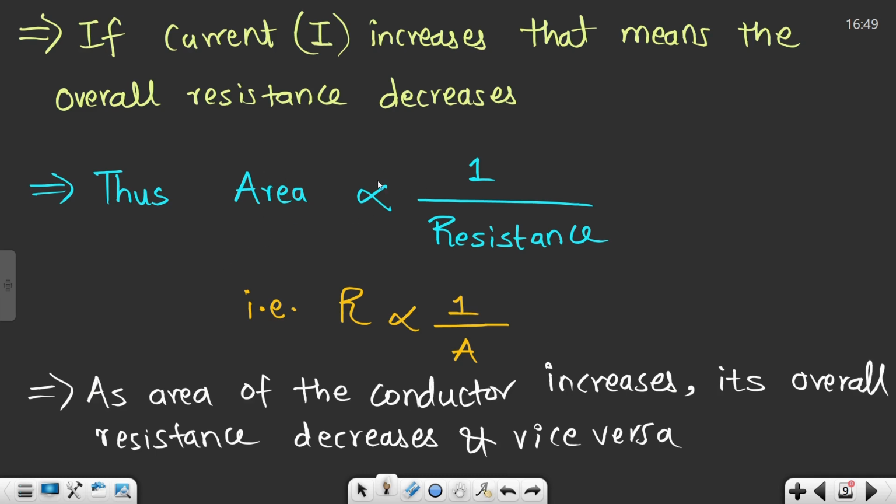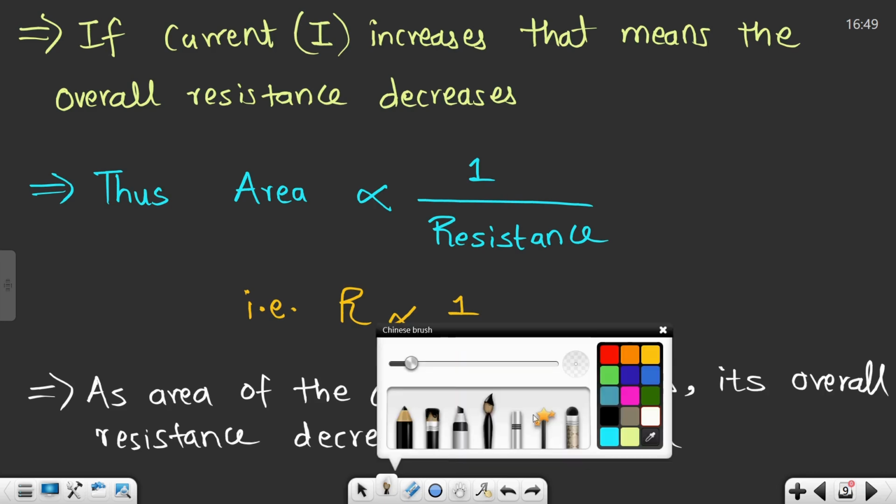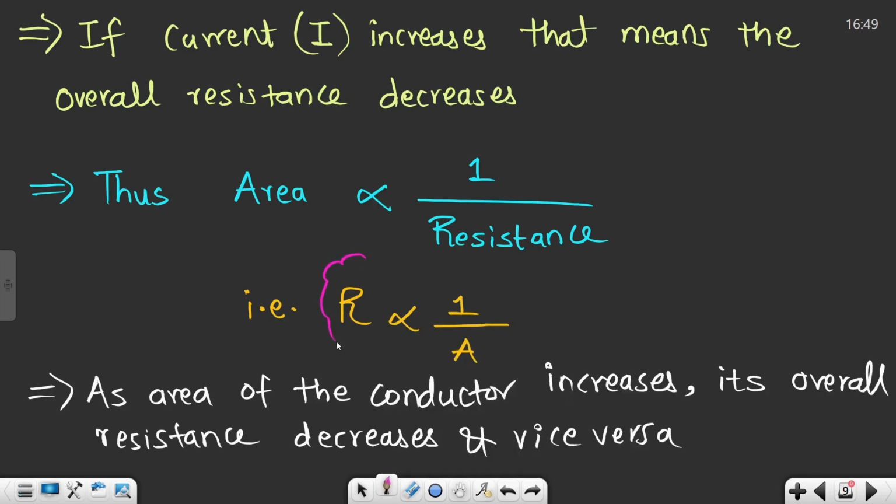As area increases, the resistance decreases. So there is an inverse relationship between both of these particular things, and this is what we concluded. Okay, so let me just highlight this. It's very important. And with this, we will end this particular session.